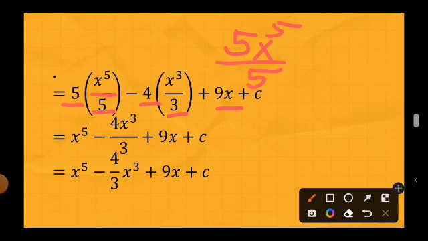But then we can cancel out both 5 from the numerator and denominator, so we will have x raised to 5 left. And then after that, we can simplify this by multiplying negative 4 to x cubed over 3. So we'll get negative 4x cubed over 3, and then plus the 9x and the arbitrary constant c.